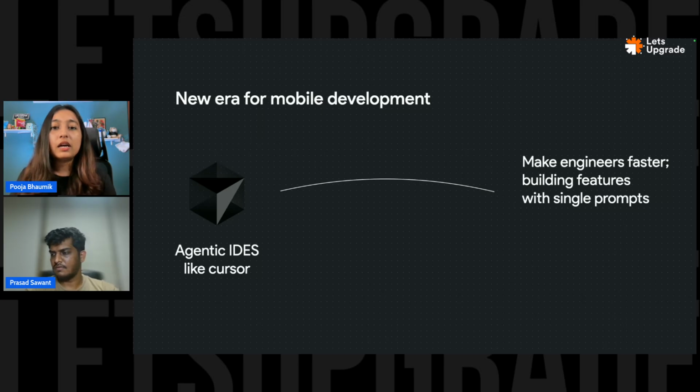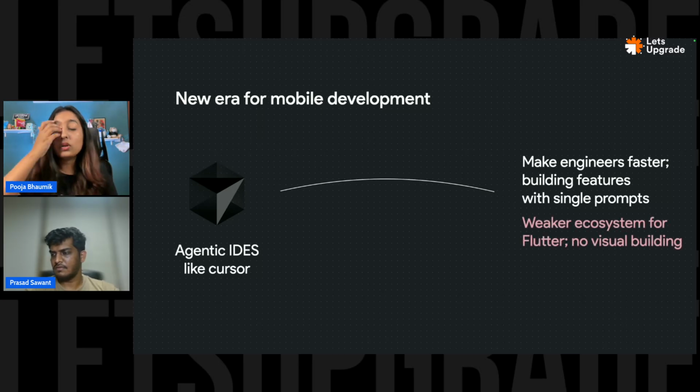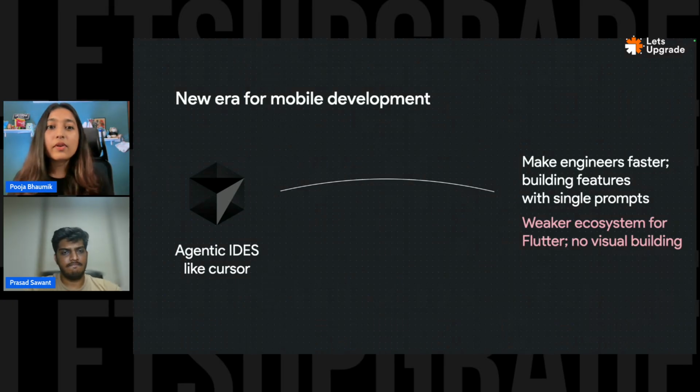building apps. However, Cursor works for every language, every framework. It works great for websites and website frameworks, but I feel like it has such a weak ecosystem for mobile development or visual building, right?